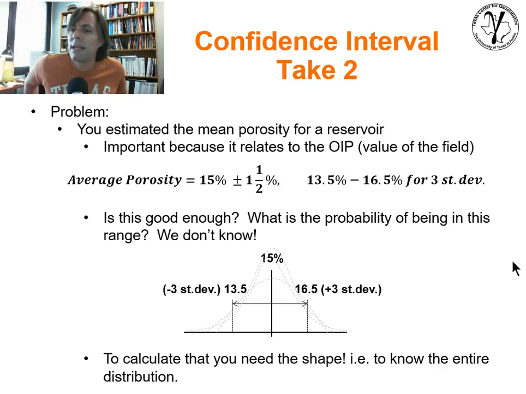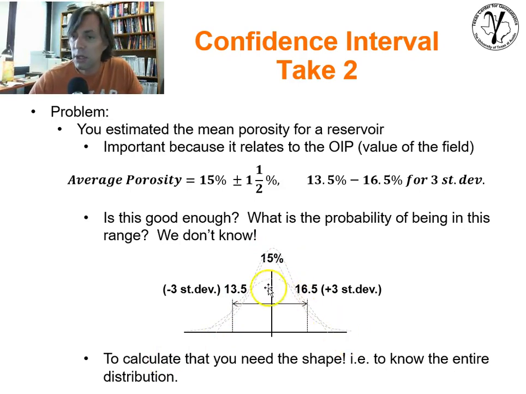What's the probability of being between your 3 standard deviations, 13.5 and 16.5% porosity? It doesn't help if you provide an interval, but you don't know the probability of the true mean porosity being in that interval. Your confidence interval is not useful. You need to know the probability. What do you need in order to know the probability?